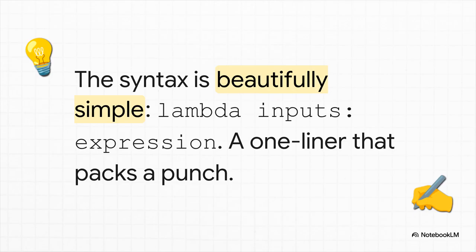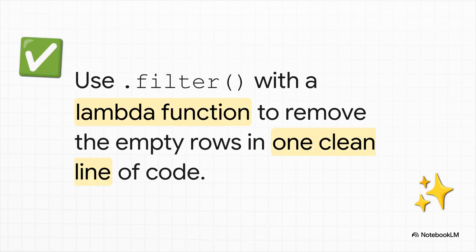And the syntax is just beautifully simple. You just use the keyword lambda, you list your inputs, add a colon, and then you write the expression that you want to run. It's a one-liner that really packs a punch. And this is where their power just shines. We use the .filter method, and we pass it a lambda function that does one simple thing. It checks if a condition exists. That's it. One single line, and our problem is solved. The empty rows are just gone.